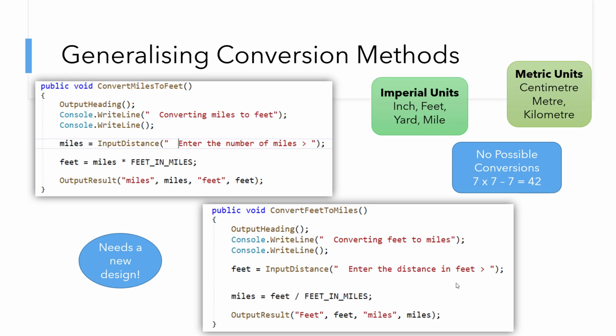But let's look at this in more general terms. If we look at imperial units, there are at least 4 of those we can think of. If we look at metric units, there are at least 3 we might want to use. If we wanted a design which covered all possible conversions, that would be 7 times 7 minus 7, which would be 42 possible conversions. I'm not going to ask you to do that, you'll be pleased to know. We'll just stick to 3 units, miles, meters and feet. And that's 3 times 3 minus 3, which is 6 possible conversions.